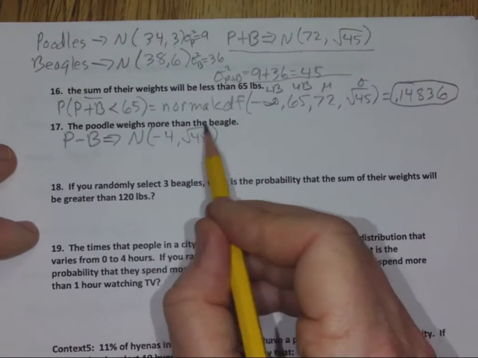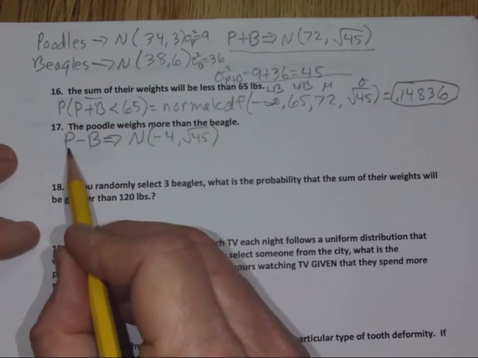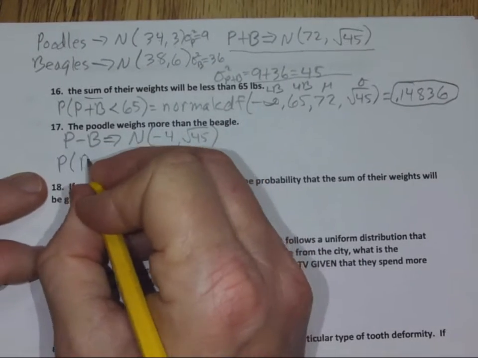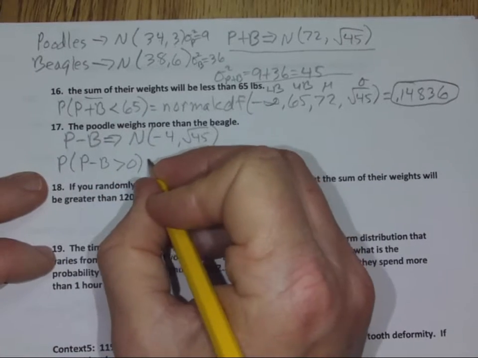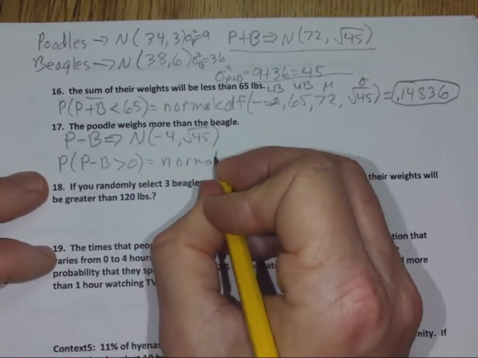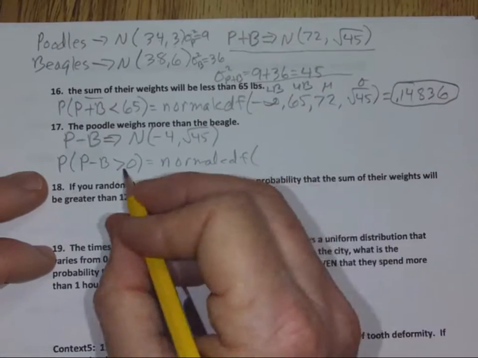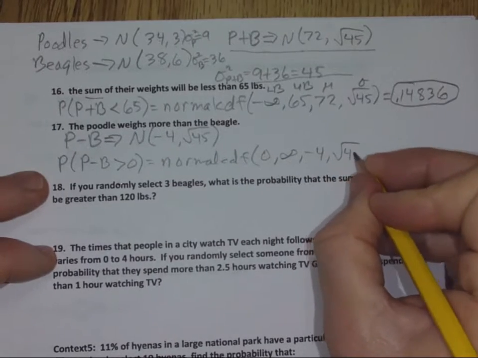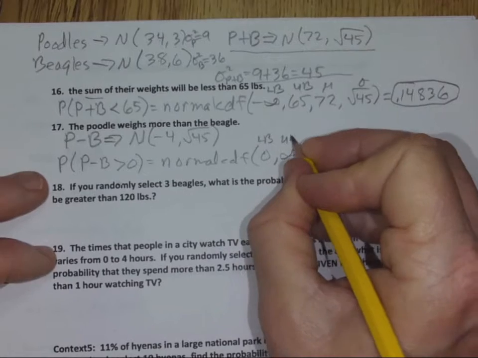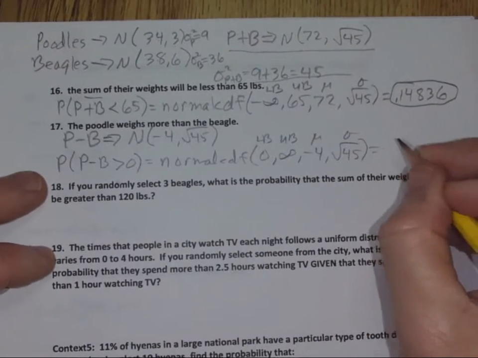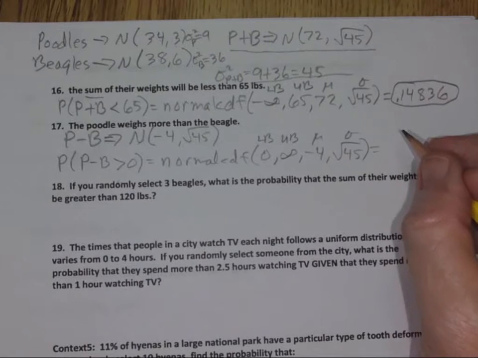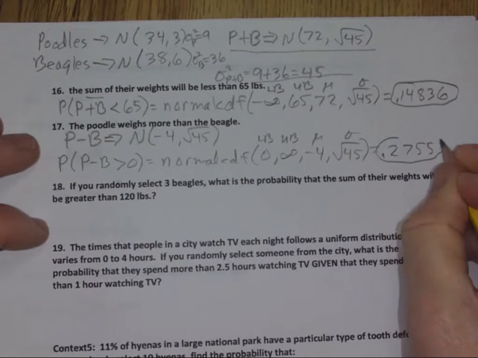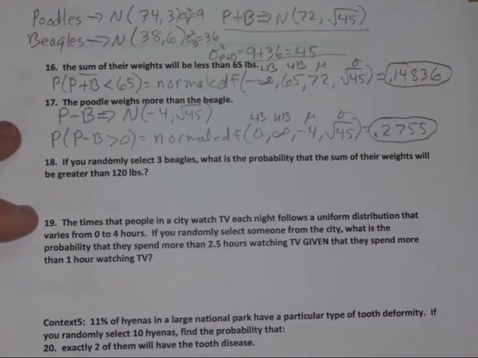And so if poodle weighs more than beagle, that means P minus B is positive. So in essence, what's the probability this thing is positive? P minus B is greater than 0. And so that would be normal CDF, from 0 to infinity. Our mean is negative 4. Our standard deviation is the square root of 45. LB, that's lower bound. That's upper bound. That's mu. That's sigma. And when you do that, you would get 0.2755. So it's certainly a plausible thing that can happen, but it doesn't happen most of the time. So that is subtracting two curves.